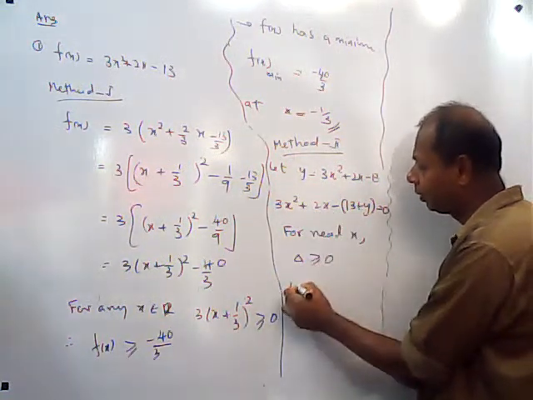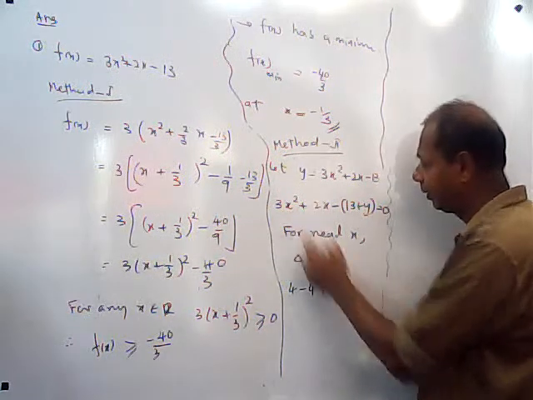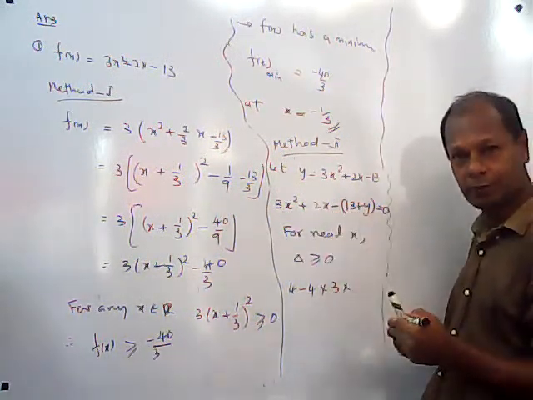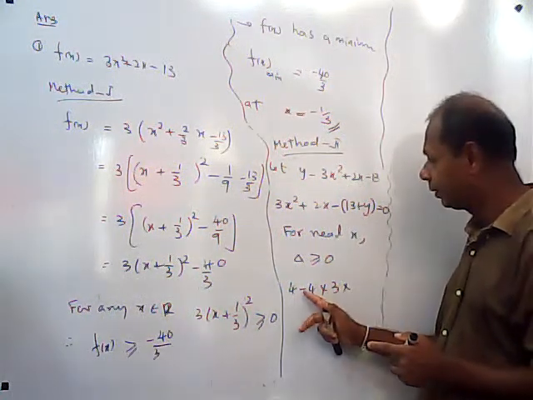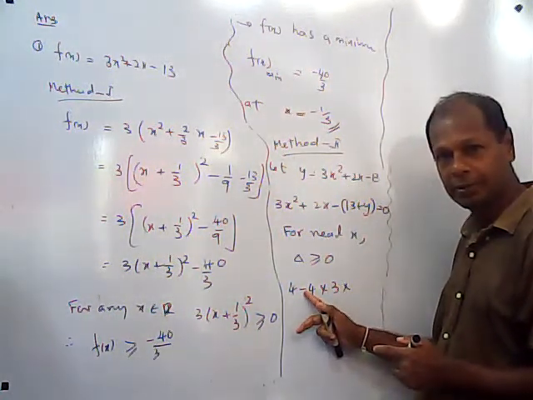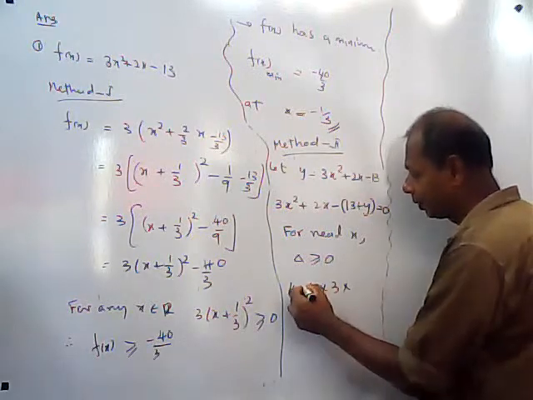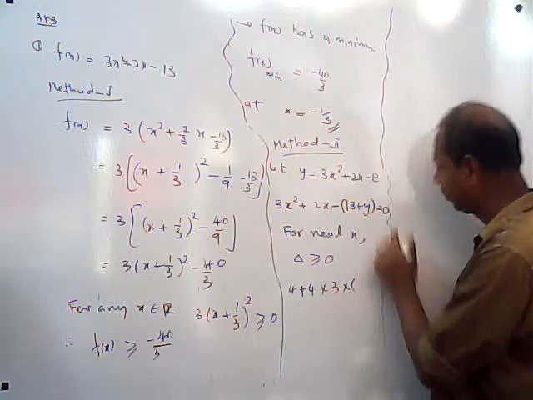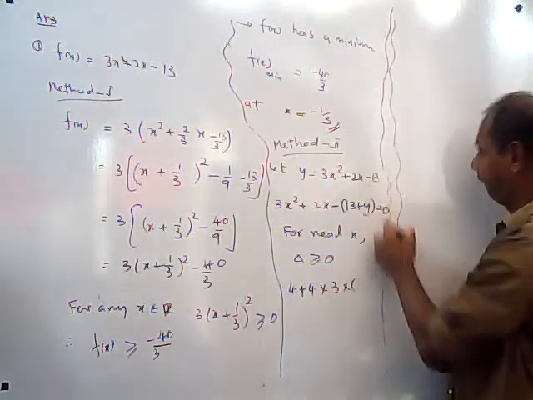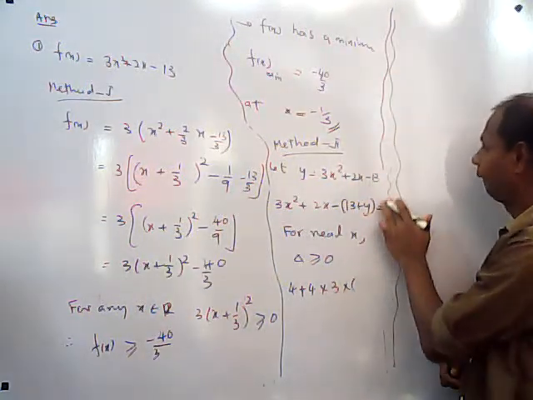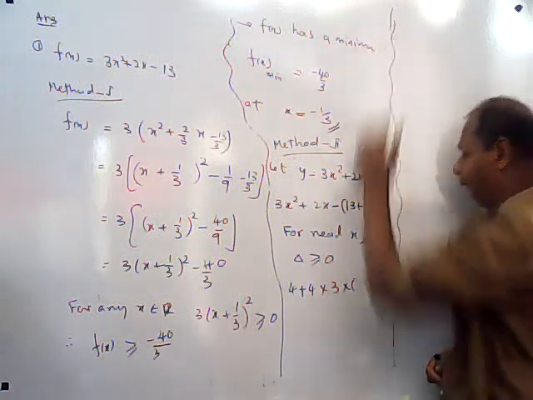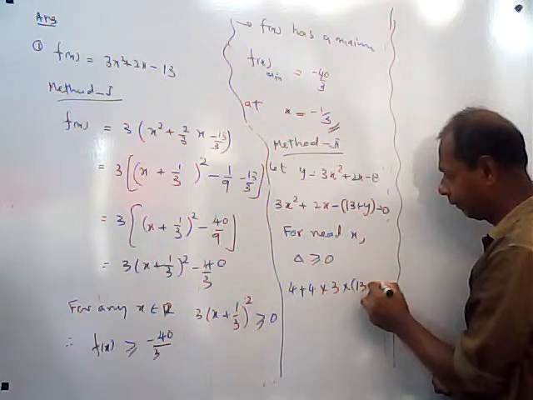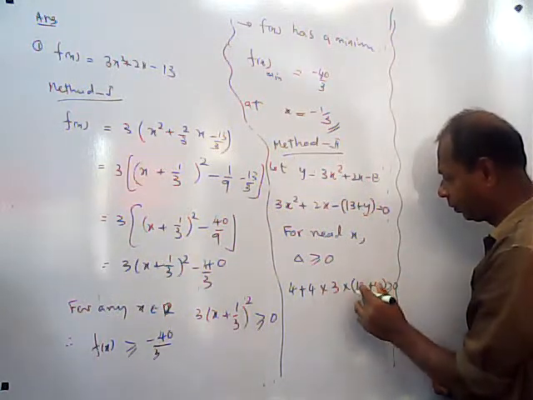Delta is b squared minus 4ac. C is minus 13 plus y. That will make it plus in the middle. So I'll write plus 13 plus y greater than or equal to 0.